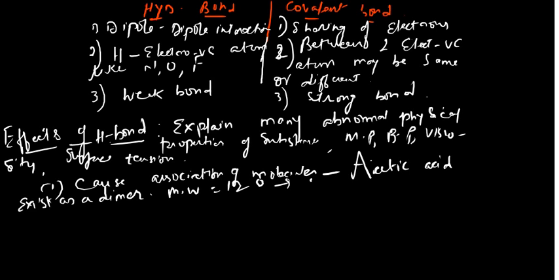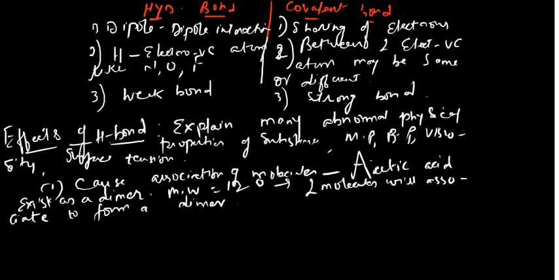Why? Because in benzene two molecules of acetic acid will associate to form a dimer. And if you remember, I showed you this. Let's quickly see how it forms a dimer.